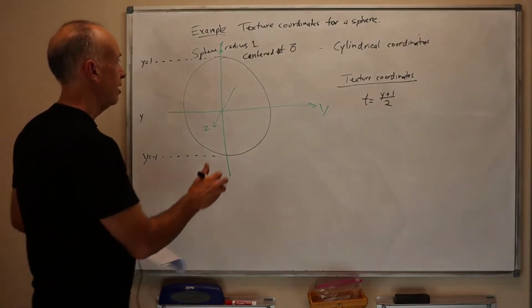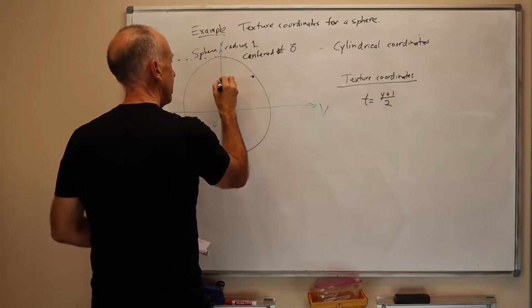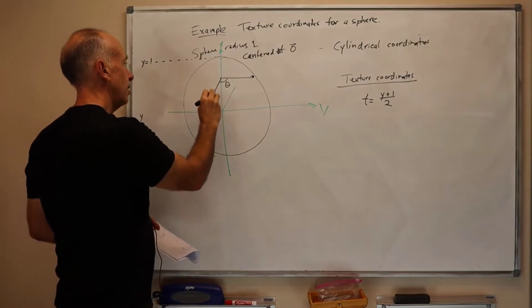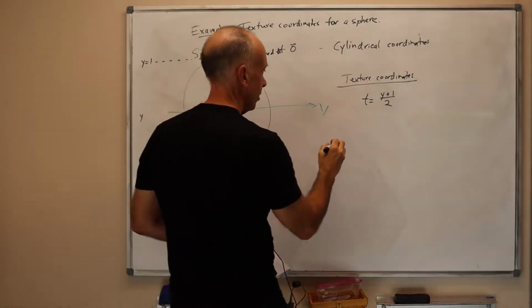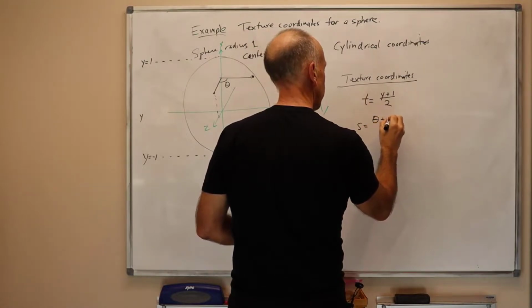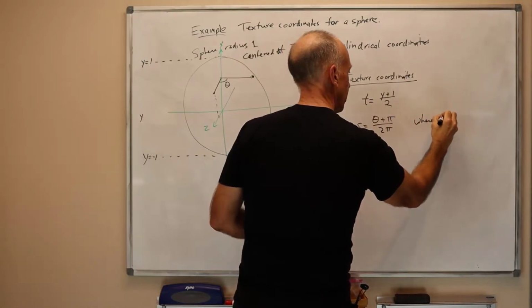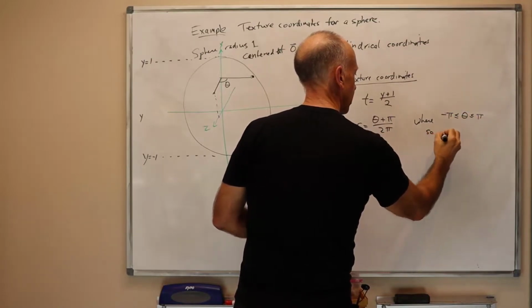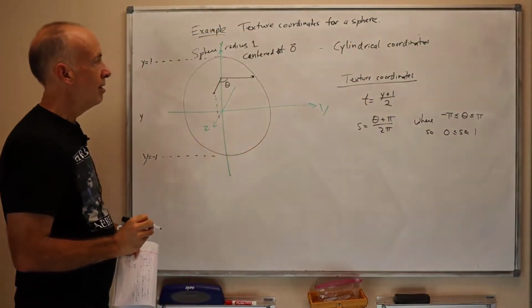And then other points on the sphere are going to make some angle, theta, with the YZ plane. And so those points will get the texture coordinates just as before. We'll use S equals (theta plus pi) over 2 pi, where theta is ranging between -pi and pi, so thus S is ranging between 0 and 1. So this is the cylindrical coordinates.